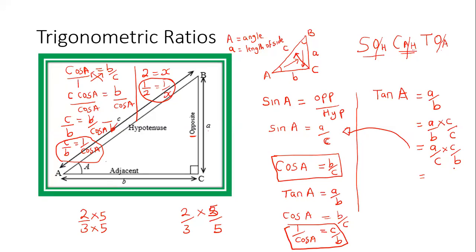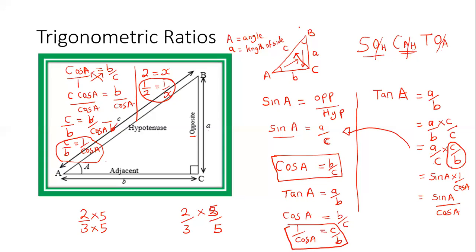Now, when I come back here, where I have my C out of B, I'm going to replace it with 1 out of cos of A. Where I have A out of C, I'm going to replace it with sine of A. So I'll have sine of A times 1 out of cos of A, which is going to give me sine of A out of cos of A. Please, if you have understood that part, just say yes. In case you have any question, please ask.